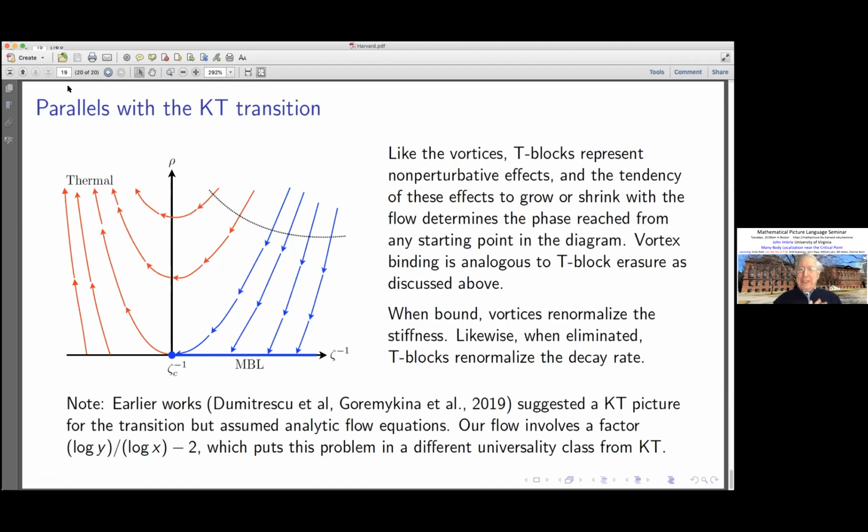Well, thank you very much, John, for painting a beautiful picture of this transition. It would be nice to use this as a basis for mathematical proof.